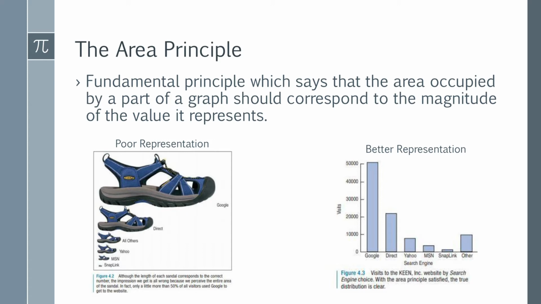If we look at the bar chart on the right, that's a better representation. We've got axes that are clearly labeled. We've got a simple bar. We don't have anything fancy like a shoe that can give us a disproportionate picture of what's really happening. And we can see that Google is sending about 50,000 visitors. Direct is sending a little bit more than 20,000. Yahoo is a little bit less than 10,000. So we can look at it and actually have some perspective and context of the website traffic.